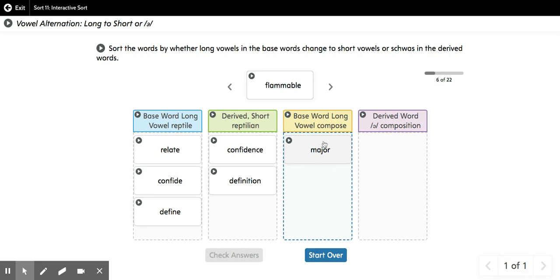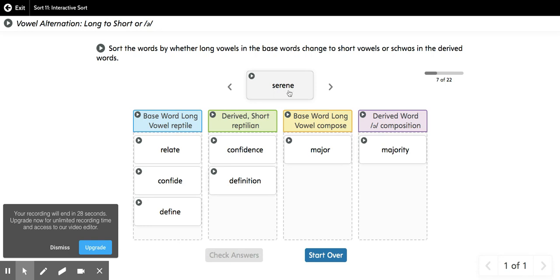And keeping with that theme, I think I'll go and find that word majority. I think this might be a good way for you to do this sort. So let's do this one here. Serene, that has that long I. So I'm going to find the word it will go with. Well, it's right there. Serene changes to serenity. So I know that these two are going to go in here.